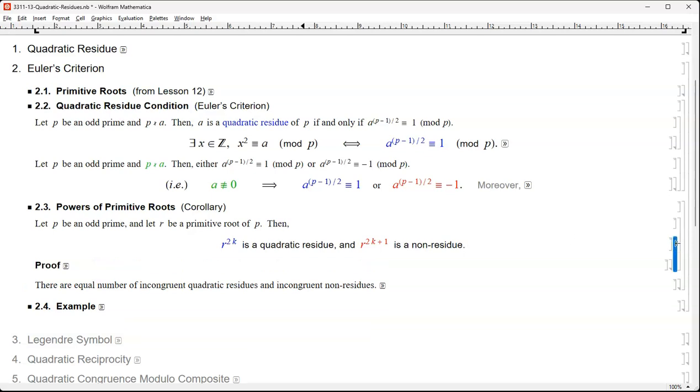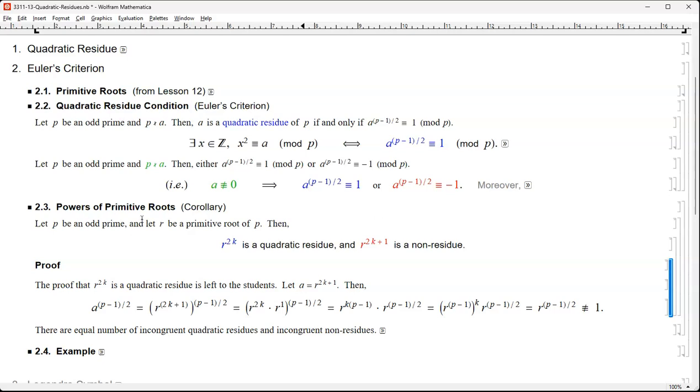Where's the proof? Well, the proof for the quadratic residue is just too simple. You simply take r to the k power and that's it. Detail is left to the students. Now, what if you have r to the 2k plus 1 power? In that case, let us put it into Euler's criterion, a to the (p minus 1) over 2 power, and let's work it out.